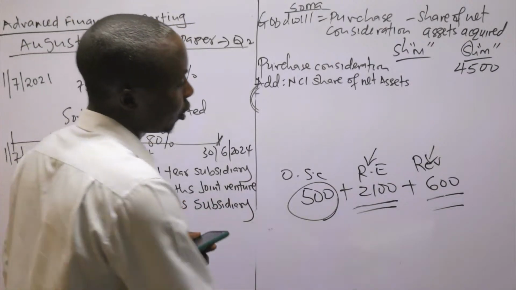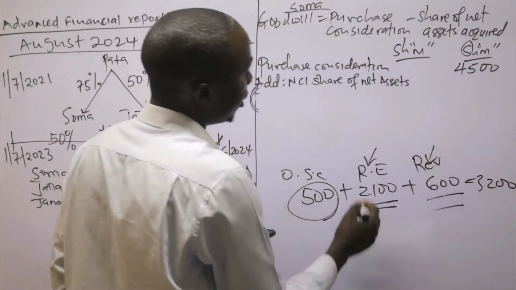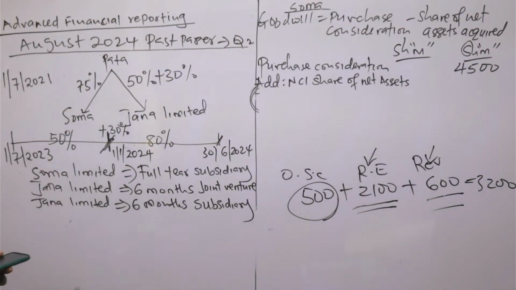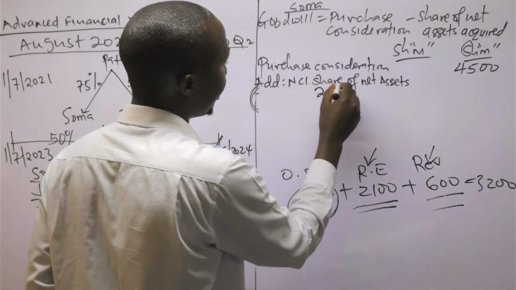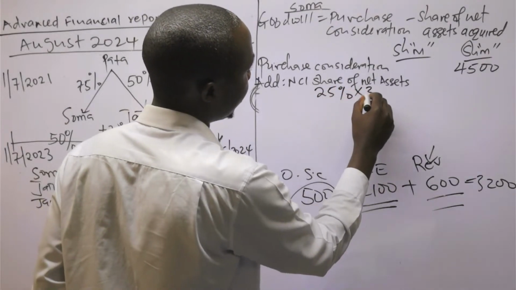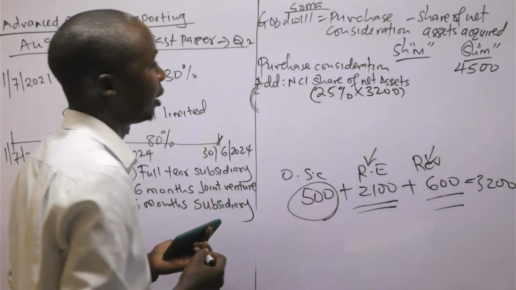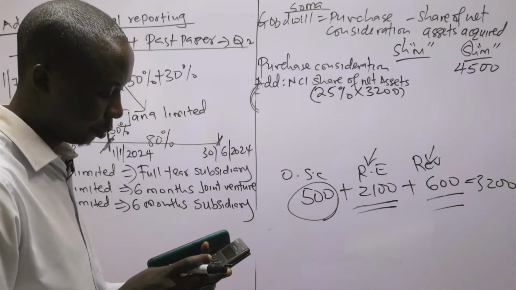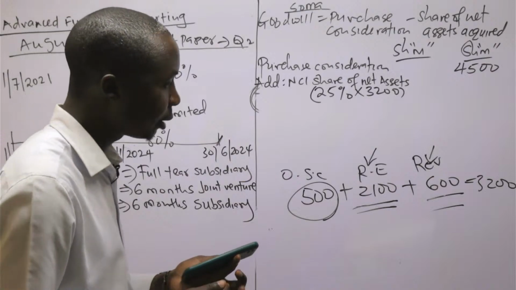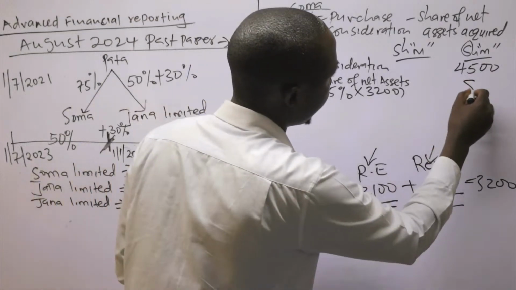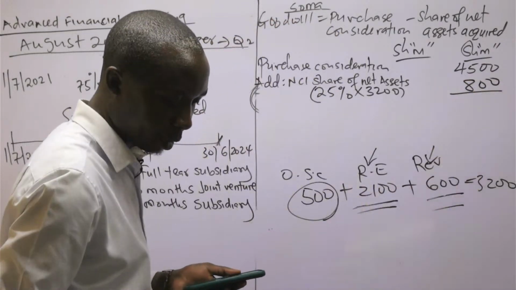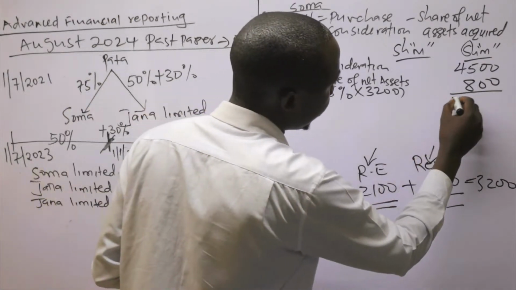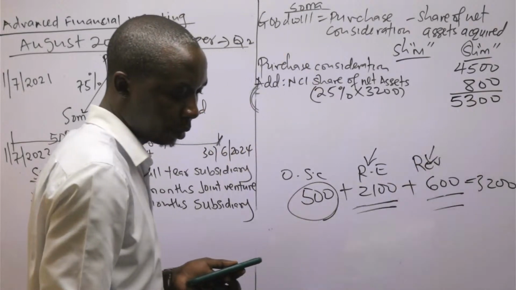So these net assets total 3,200. You know that the percentage for Soma was 75%, so the NCI will be 25% of the net assets. So 25% of 3,200, that is 800. So 4,500 plus 800, that is 5,300.